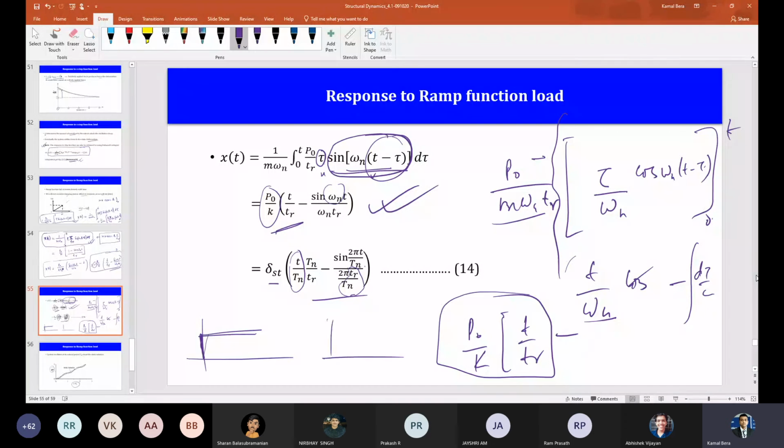Practically speaking, it should be something like that. There will be some rise time to reach that position, and then it can come. It is acceptable. So we'll consider this loading in the next class.